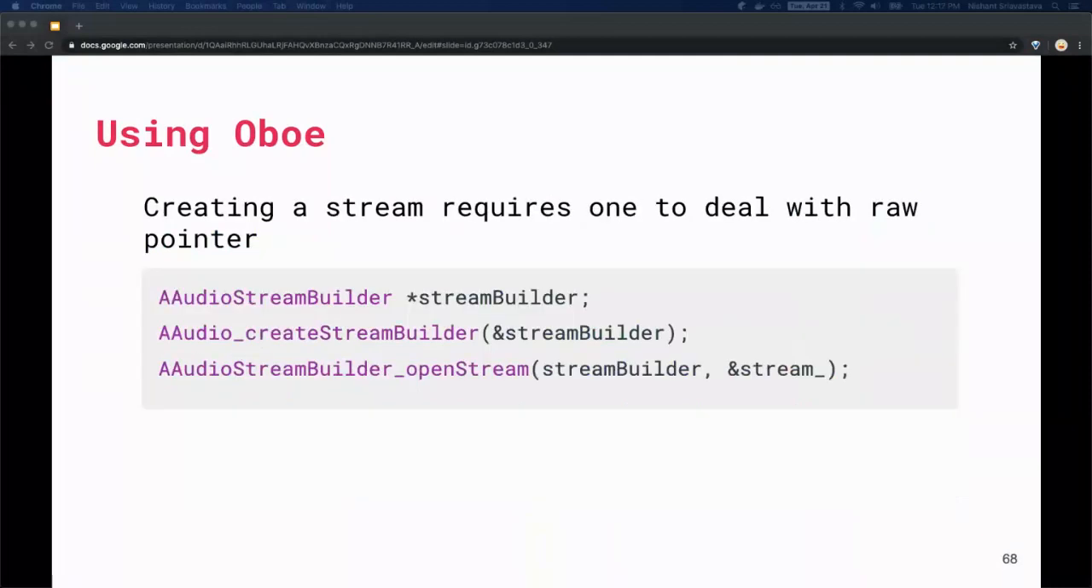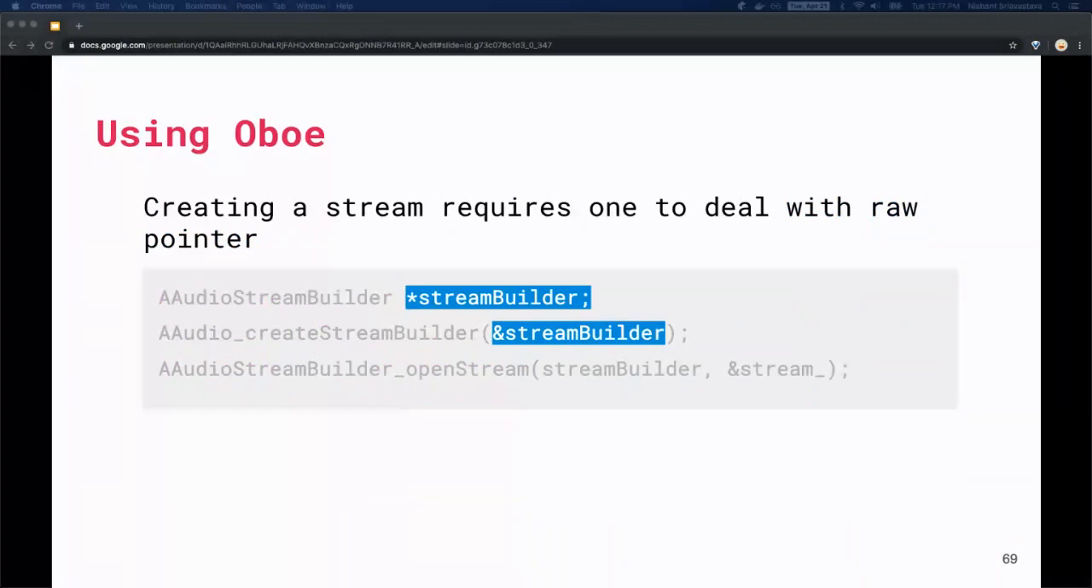The other problem that we have already seen in native code in general is that you have to deal with raw pointers and everything. As you can see, the asterisk stream builder and then doing ampersand stream builder is like dealing with pointers. And if the pointer goes out of scope and you try to access it, you have a crash, a segfault, or some sort of dangling pointer problem.